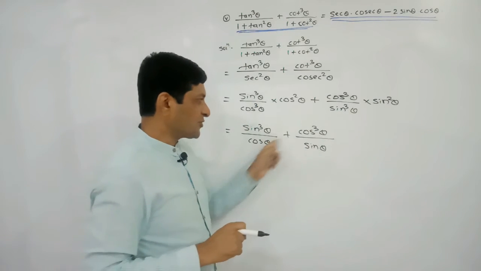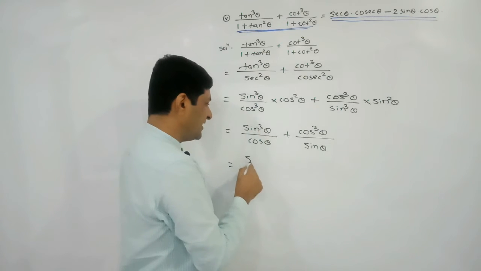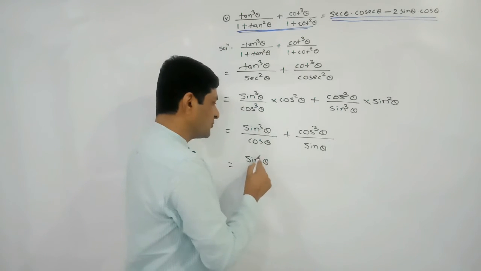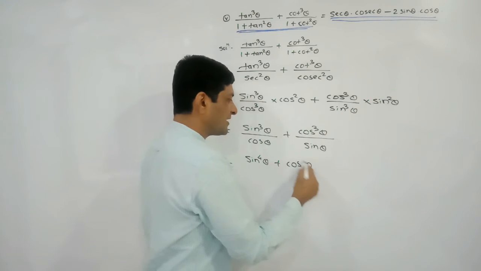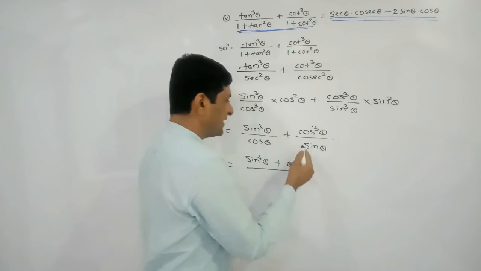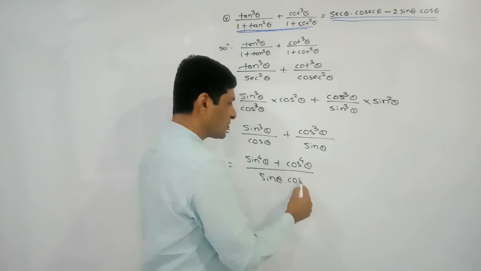Now take the cross multiplication. Let us see what we will get here. Sine theta into sine cube theta is sine theta raised to power 4. Again, cos into cos cube will become cos theta raised to power 4, and in the denominator sine theta into cos theta.